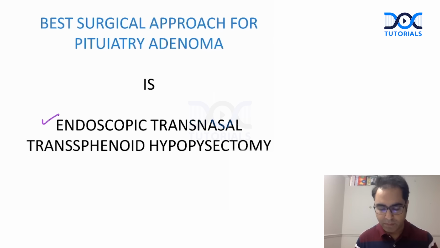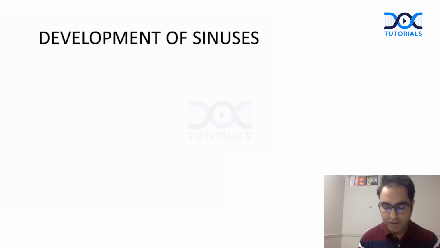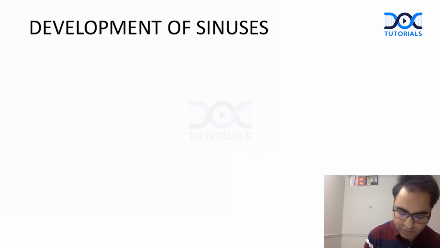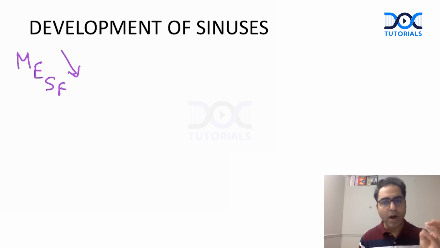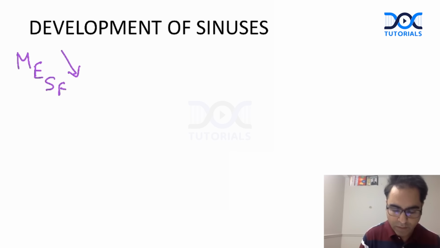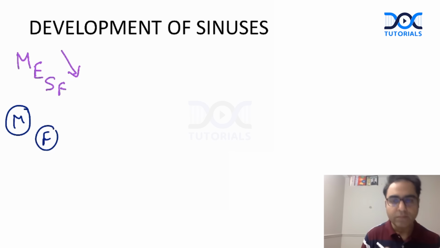Development of sinuses is important. Now, please understand. First of all, what is the sequence of development of sinuses? The answer is MESF: maxillary, ethmoid, sphenoid, frontal. Next question: the first sinus to appear in humans is maxillary. The last sinus to appear in humans is frontal.